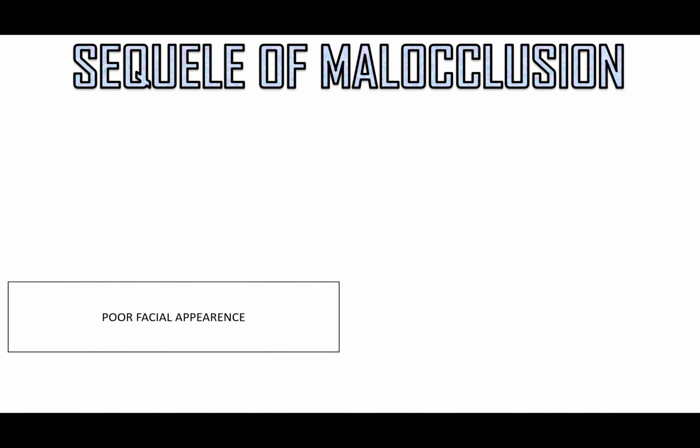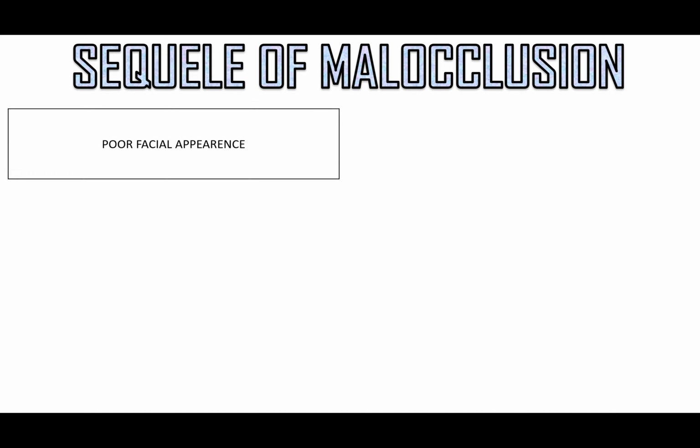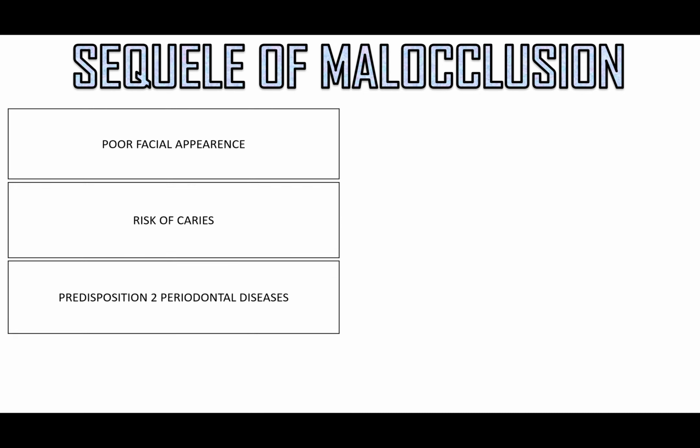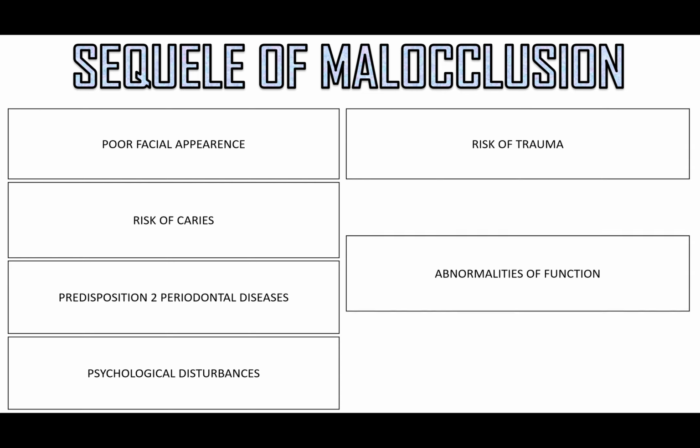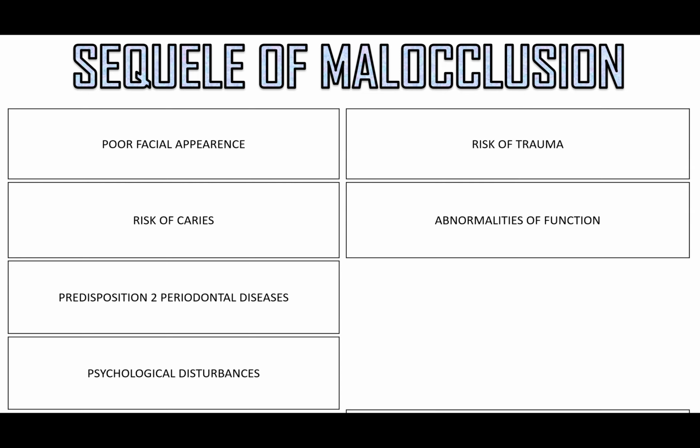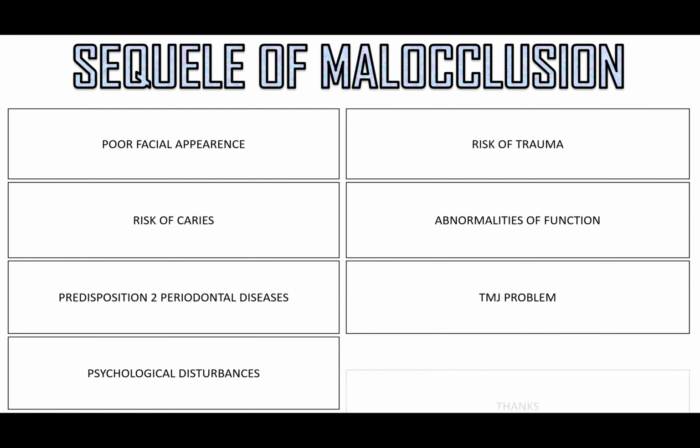First we will enumerate them and then we will talk about them one by one. The first sequelae of malocclusion is poor facial appearance. The second one is risk of caries, then predisposition to periodontal diseases, psychological disturbances, risk of trauma, abnormalities of function, and TMJ problems. These are the 7 sequelae of malocclusion, and now we will talk about them one by one. The first one is poor facial appearance.